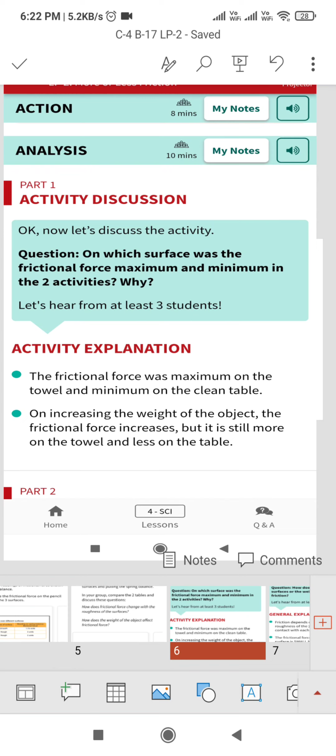And on increasing the weight on an object, for example where we tied the 1 kg weight to the pencil box, the more the weight, the more the friction.